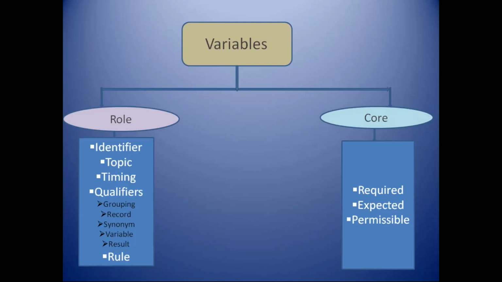Now when we talk about permissible variable, if the variable doesn't have any values, then you can drop the variable from the domain. That comes under permissible variable. Drop means you can take it out from the domain. So based on that, we classified the variables based on core into three types: required, expected, and permissible. These are the variables which we can find in the SDTM domain.